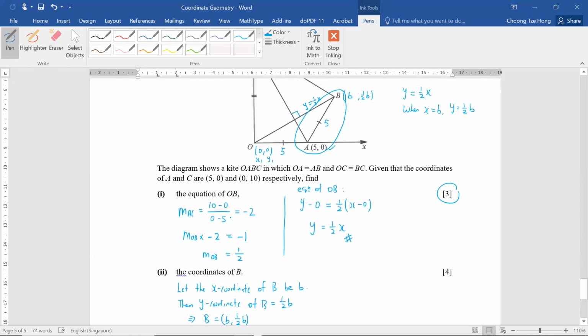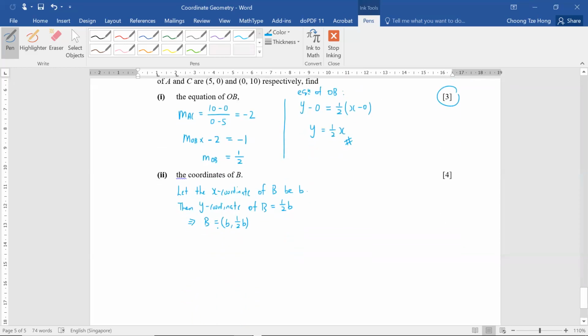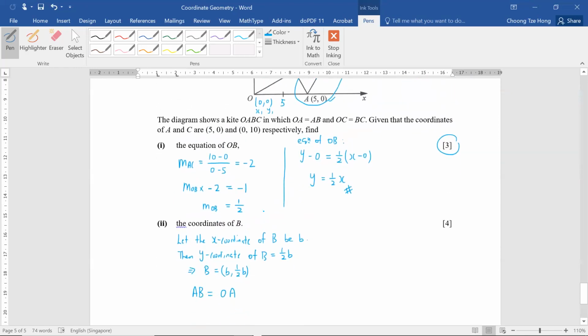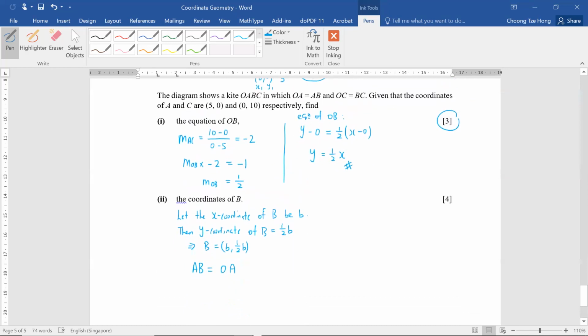So now what we are going to do is make use of this relationship: the length of AB is 5. So to formulate an equation, which is a very important skill you need to know in math. Remember, now B is b, half b. If you go back to the question, the coordinates of A is 5, 0.